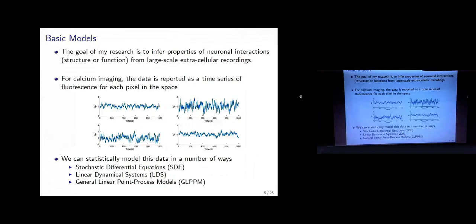And so, in the context of the data, what does it look like? It looks like a bunch of Gaussian processes. You get traces of relative fluorescence for every pixel in the space.